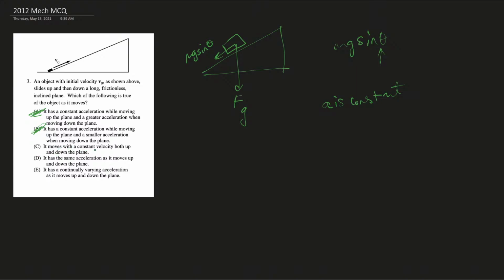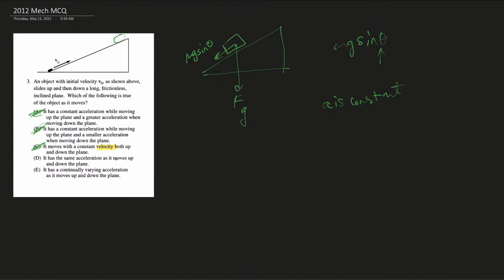C says that it moves with a constant velocity both up and down the plane. This says constant velocity, not acceleration. That's the key word. Velocity does decrease as it goes, I mean, depends on how you define it. The speed decreases initially as we go up, so we don't go at a constant velocity. This object eventually slows down to 0 at the top or somewhere near the top.